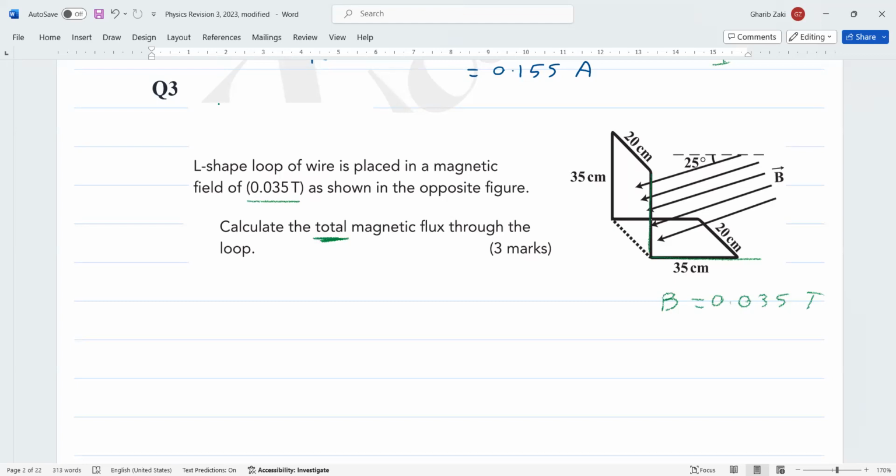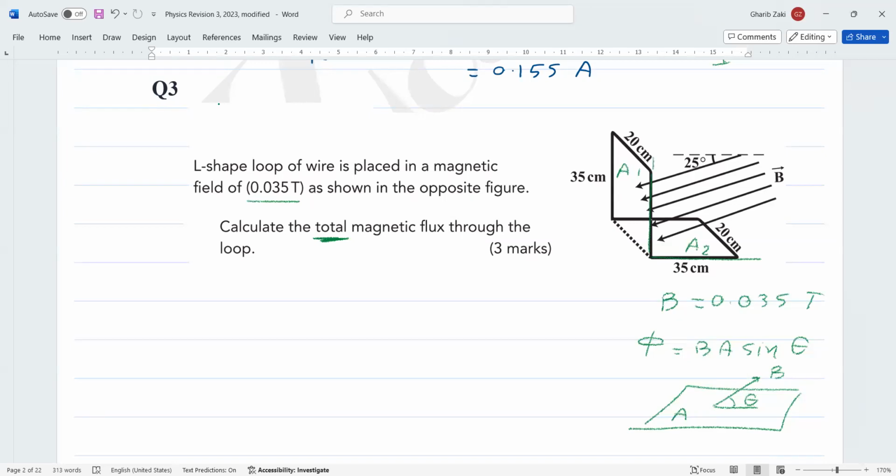Here we have two areas, area number 1 and area number 2. So we calculate the flux through area number 1 and the flux through area number 2 and add them up. Flux equals what? Magnetic flux equals B A sine theta. What is theta? Theta is the angle between the magnetic flux density and the area. Then we need the angle between the area and the magnetic flux.